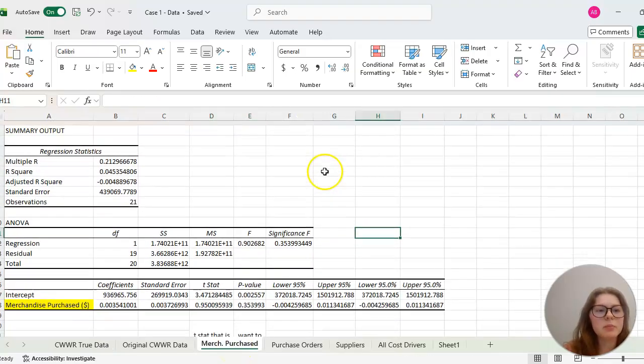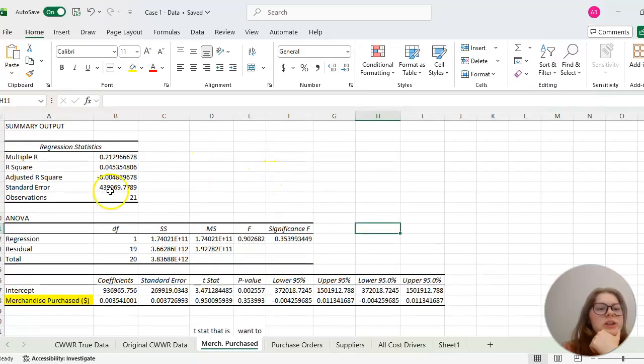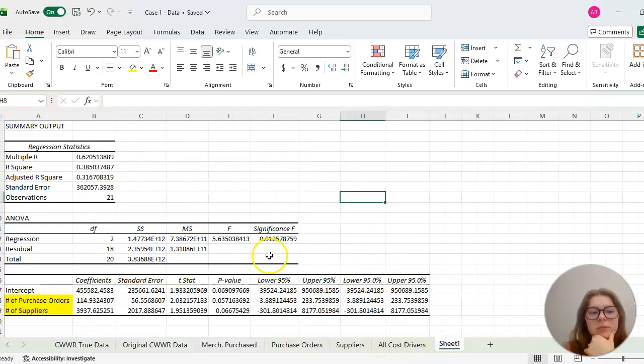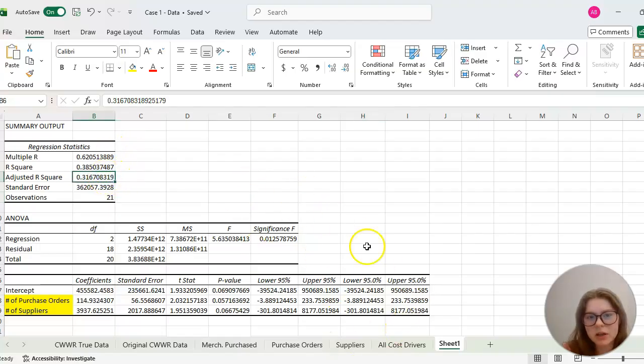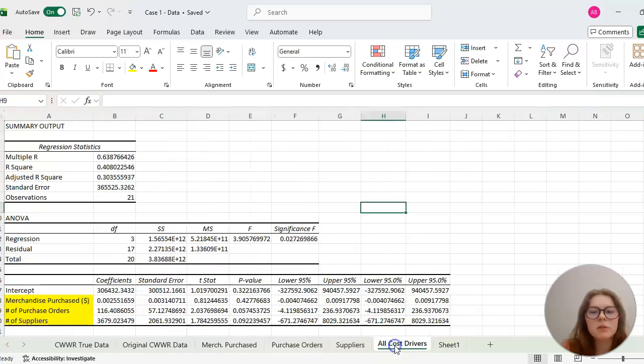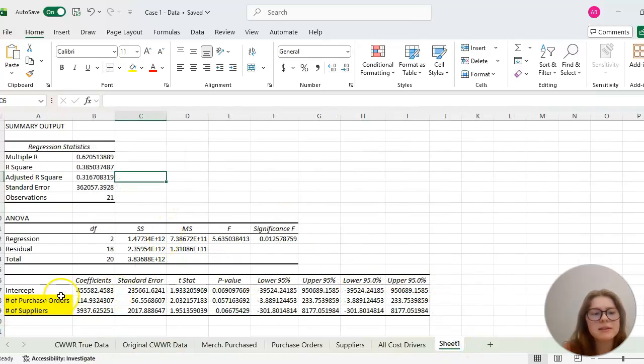This is in my memo, but after performing the regression analysis and finding these statistics, I identified the best model to be the number of purchase orders and the number of suppliers as the two independent variables, or cost drivers, in the model. This is because it offers the highest adjusted R squared. I didn't want to rely solely on R squared to indicate a causal relationship, because it only increases if you add another independent variable, even if the variable is irrelevant to your model. That's how I wanted to differentiate this model, which combines all three, from this model, which only combines these two cost drivers.